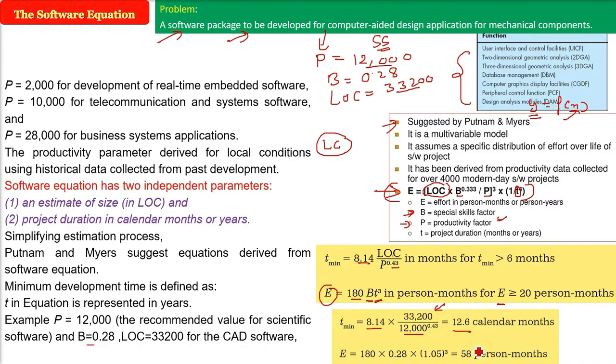So we are going to find out now the effort. So we have 12.6 months as I just suggested. You can just convert it into years, and then you can apply 180 B T raised to the power 3, all multiplied. So 12.6 months is around 1.05 years. So just put it here in place of time. 180 B, as I said, B is 0.28. So you get 58 person months. This is how you compute values from the software equation.